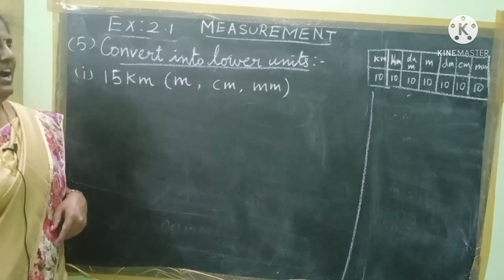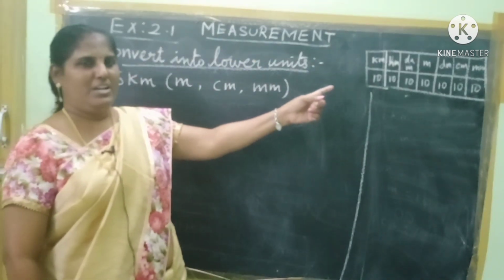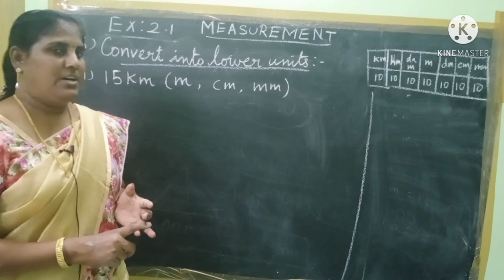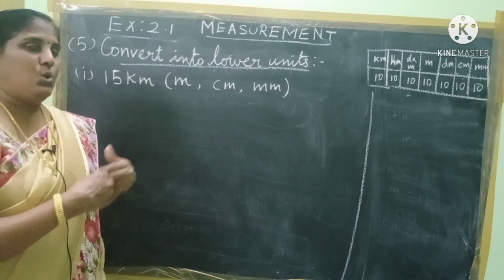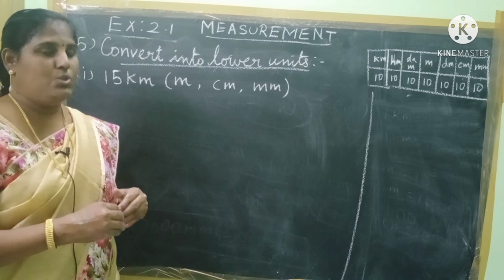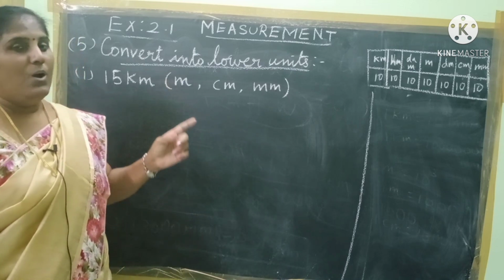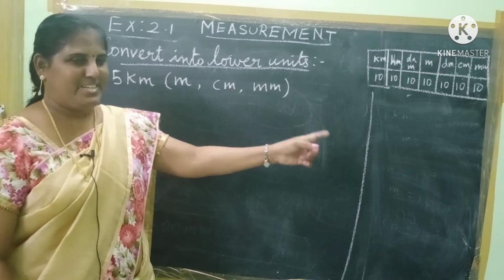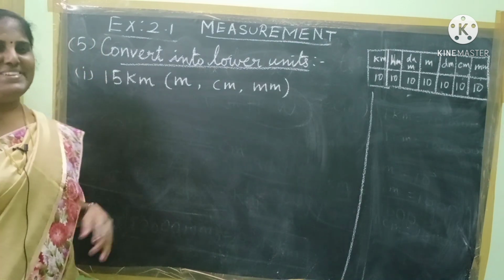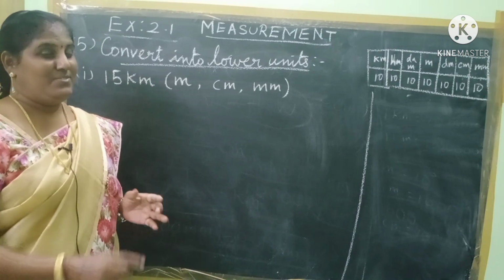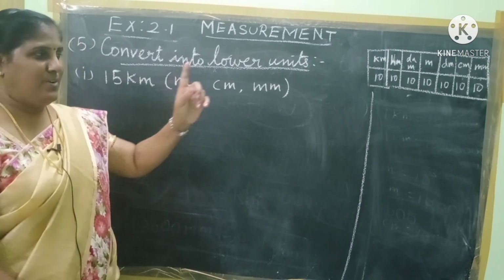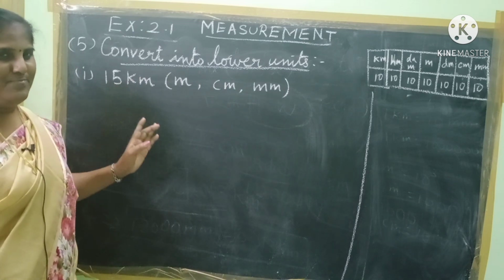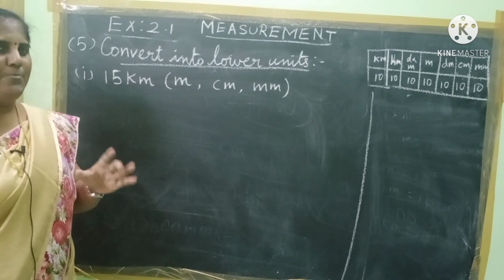Isn't it, children? I told you, you should put the table like that. If you need to convert higher unit to lower unit, what is the rule? You should multiply the given number by the powers of tens. That's all. You multiply the powers of tens with the given number, and that's the answer. So now we are going to form the rule.